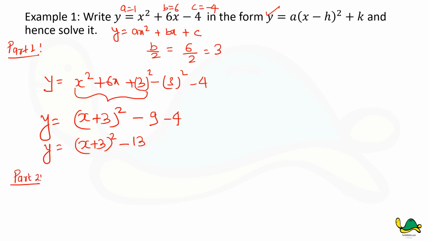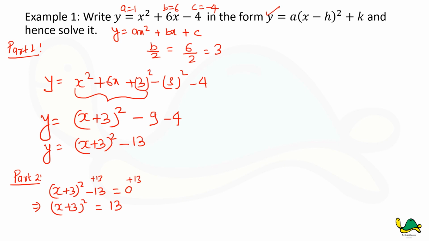solving it. Now solving a quadratic equation means finding the x-intercepts, and to do so we will equate our function to 0. So our function, which is (x + 3)² − 13, I will equate it to 0. Now we can add 13 to both sides, so we'll get (x + 3)² − 13 + 13, which gives us 0. And here I have added 13 to the other side, so 0 + 13 is 13. So I am adding 13 to both sides, and that's what I have got.